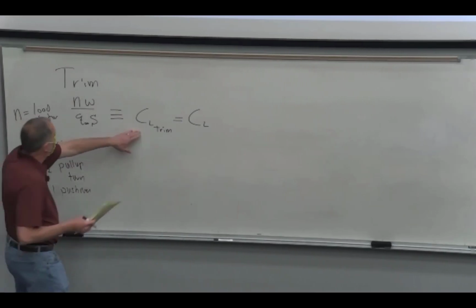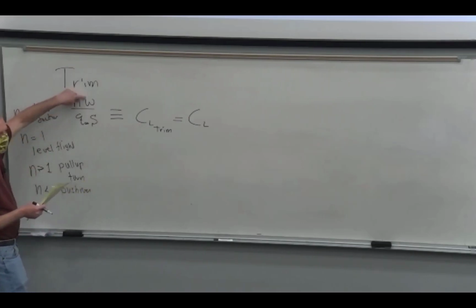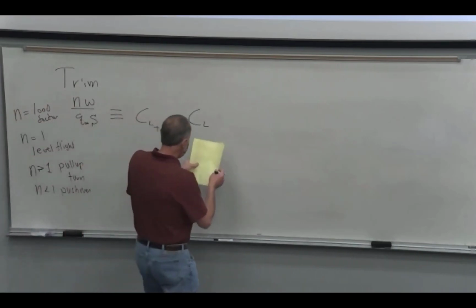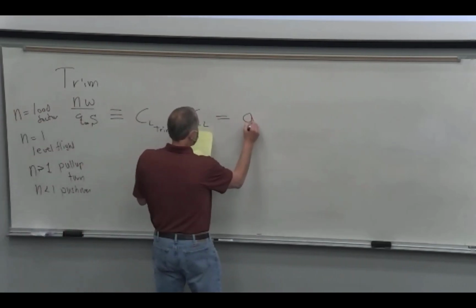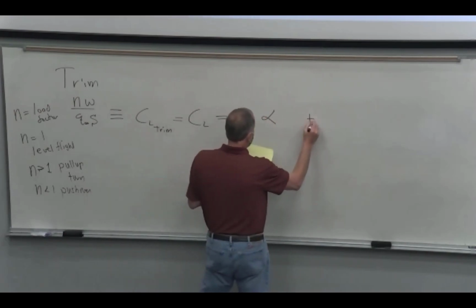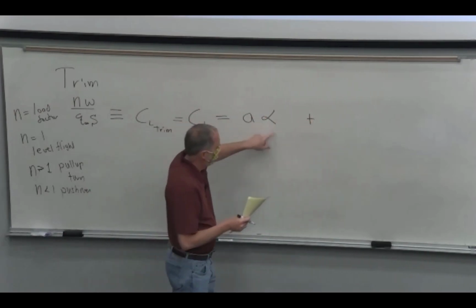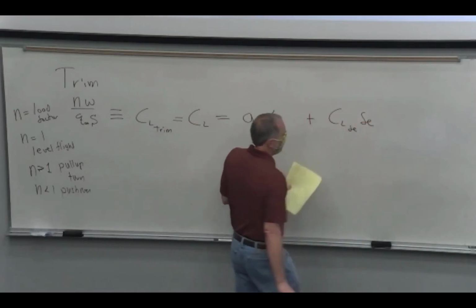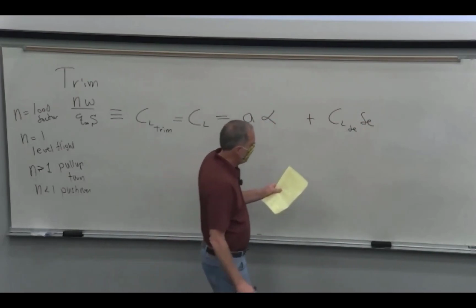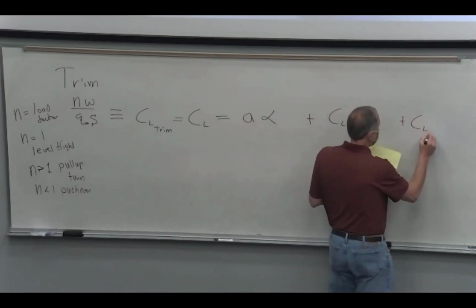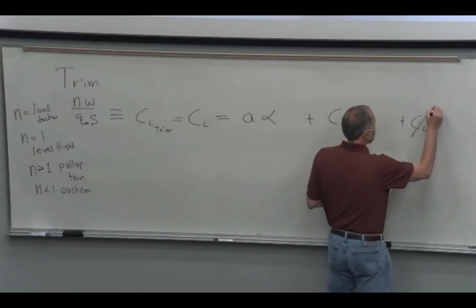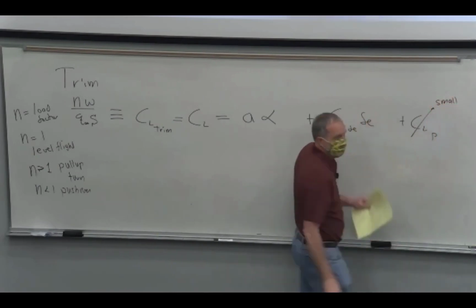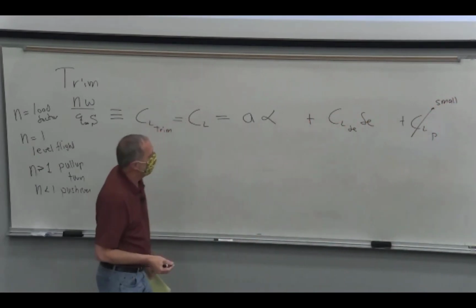So CL trim is defined to be this. It essentially says lift equals weight, or lift equals load factor times weight. And then for lift, we use our math model. That's the lift curve slope times the angle of attack. And then since we've added the elevator, we have to add the extra lift we get from the elevator. And we also have modeled the lift due to the engine. I think we call this P, right? But we're going to say this is small. For a conventional airplane, the thrust is directed forward, so we're not getting any lift out of it.